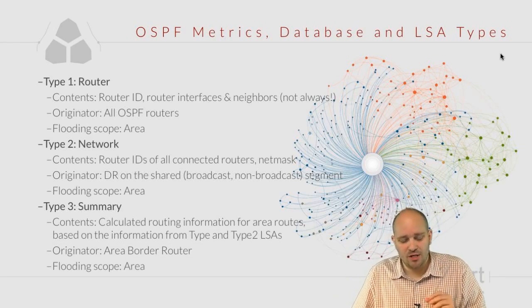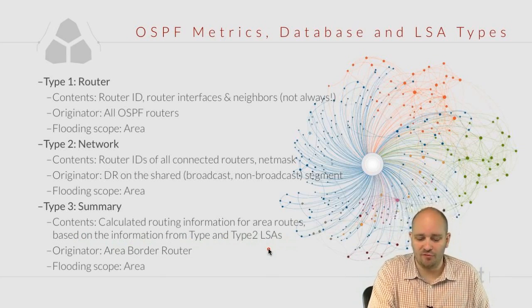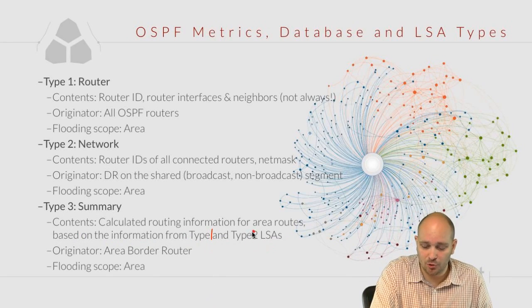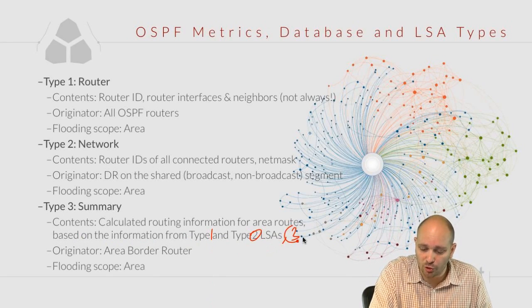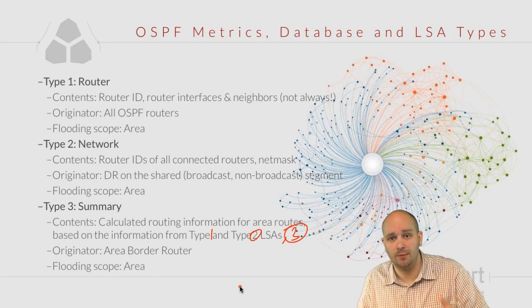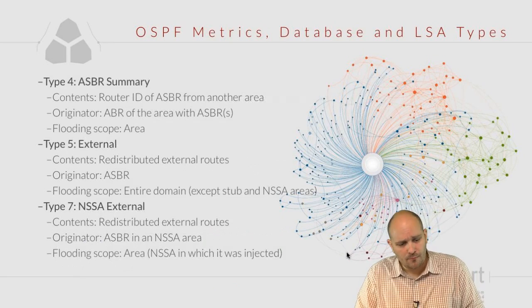When this is the situation, then we are going to have another type of summarization here. So we are not only going to be summarizing type 1 and type 2 LSAs, but there is also going to be summarization of type 3. So type 3 can summarize type 1, type 2, and type 3 LSAs as well.